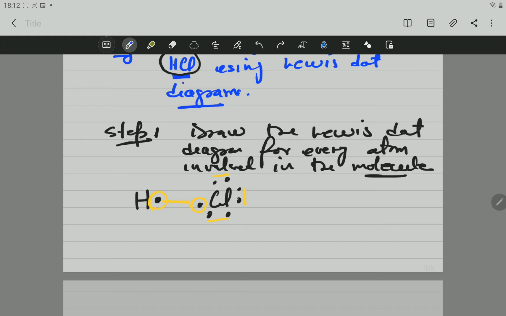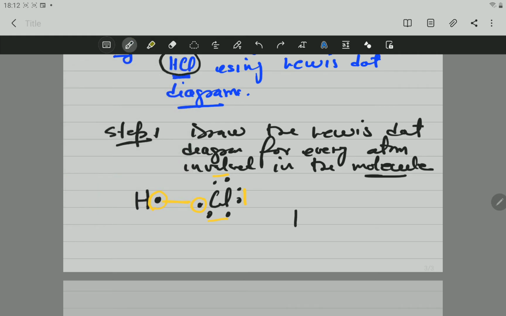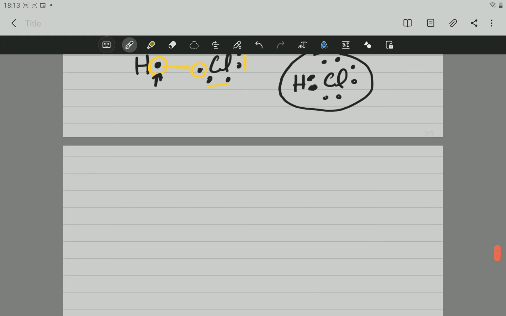The hydrogen, let me use the same color, will be the hydrogen with that single electron. Chlorine, that electron will be shared with hydrogen, they share in that, and obviously the rest are lone pairs. This is the Lewis dot diagram for the molecule of hydrogen chloride. Let's see another example.